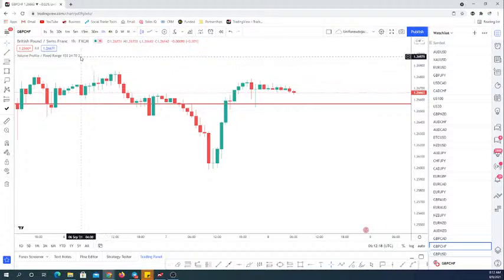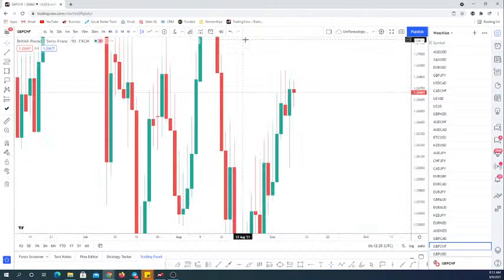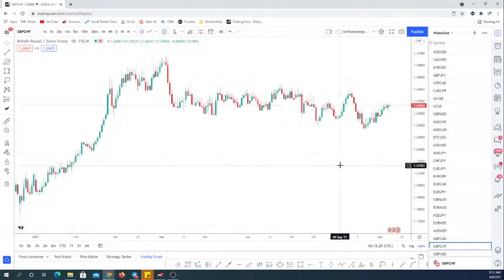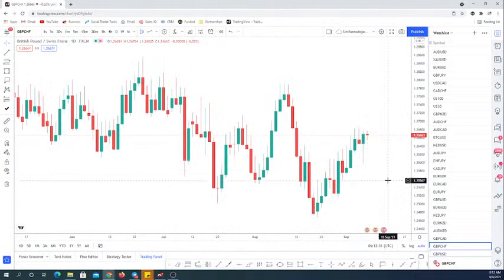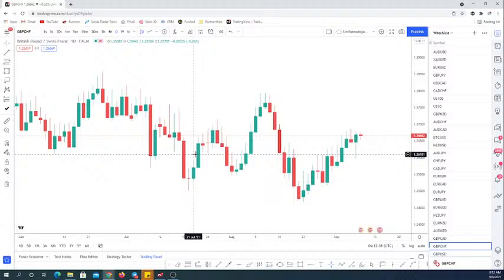Let me just remove this indicator here. Start on that daily, of course. Looking at the GBP Swiss franc, we have a bit of a challenging one here. It's been misbehaving, but that happens. It's the market.